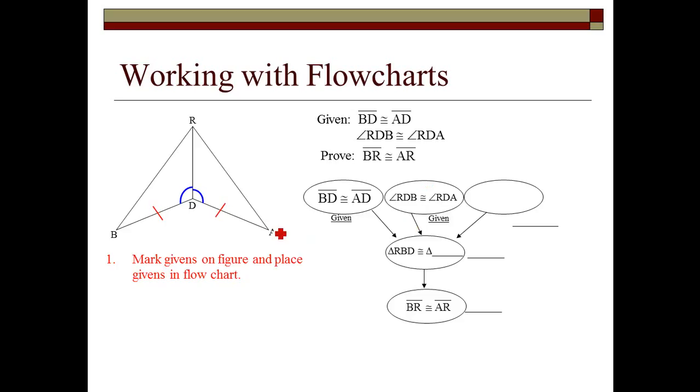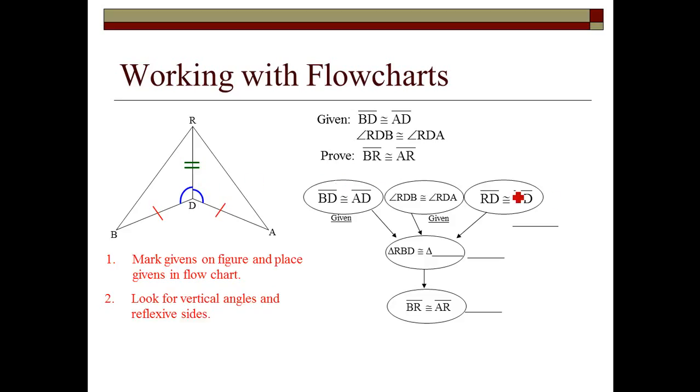Okay, so my next step is I've got to make a plan right here. I've got a side, I've got an angle, so I'm going to need another angle, or I need another side. So I can't just arbitrarily choose angles, so I have to look for a side or an angle that I know for sure is going to be congruent. Well, we look for vertical angles, and you look for reflexive sides. RD is equal to itself. So this side is congruent to itself, and then I can add that to my flowchart.